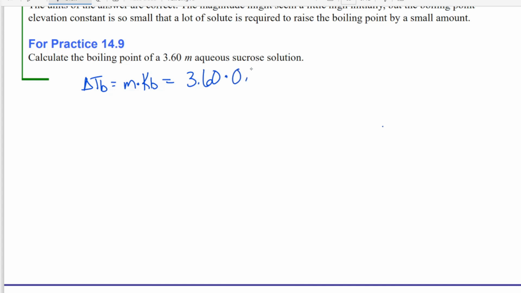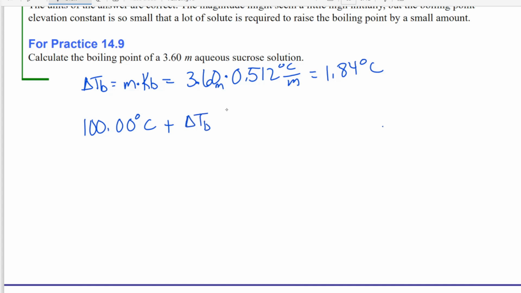times 0.512 degrees C per molal. So that was 3.60 molal. Alright, molal cancels and we get 1.84 degrees C. So the normal boiling point for water is 100 degrees C. So we add the delta T_B to that because we're elevating the boiling point, and that's equal to 101.84 degrees C.